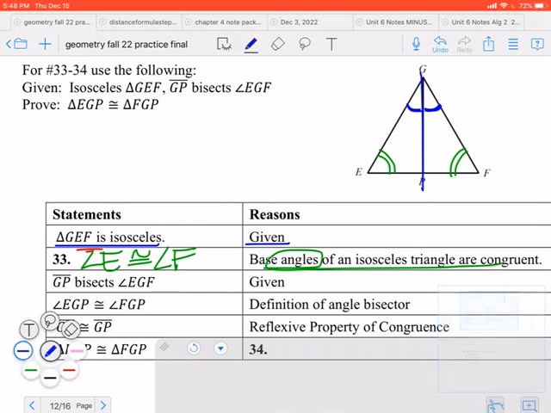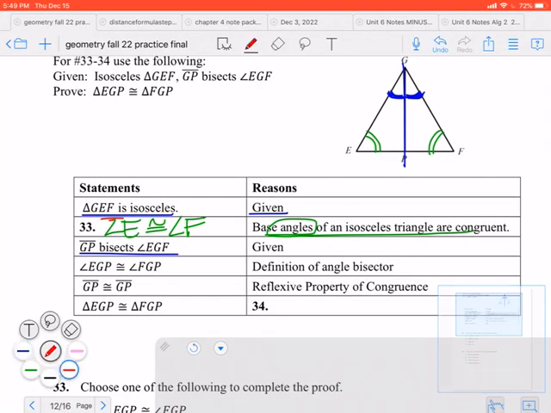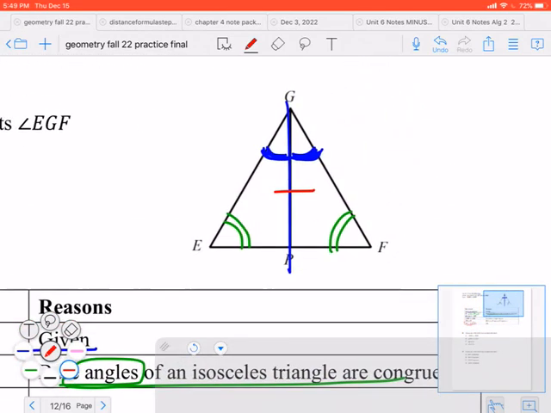Next it says GP bisects EGF, given. Therefore, EGP is congruent to FGP by the definition of angle bisector. Next it says that GP is congruent to itself, GP by the reflexive property. Therefore, the triangles are congruent. EGP congruent to FGP. So we have to say why. What is it that we have here?